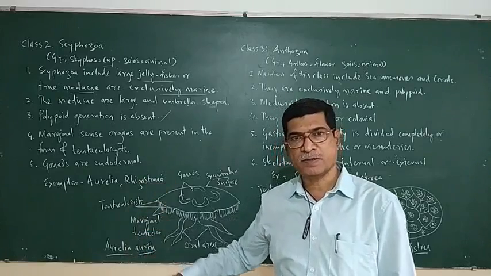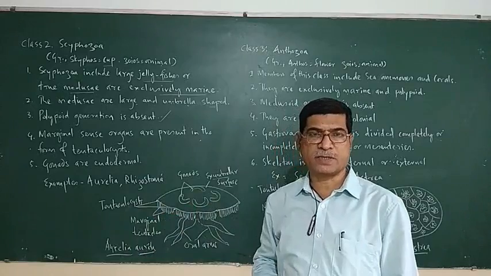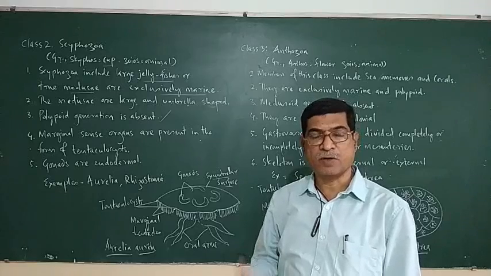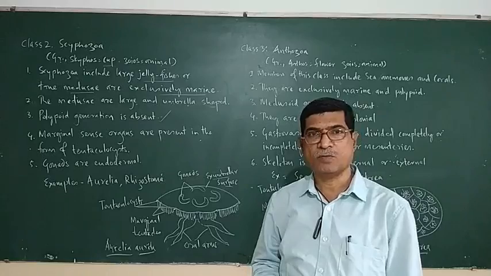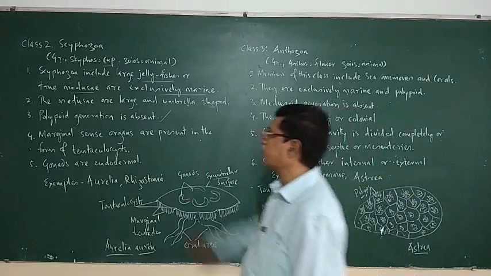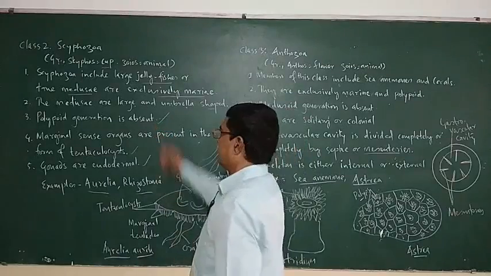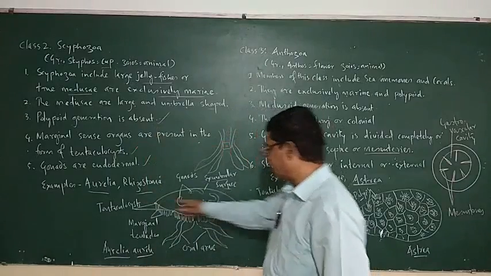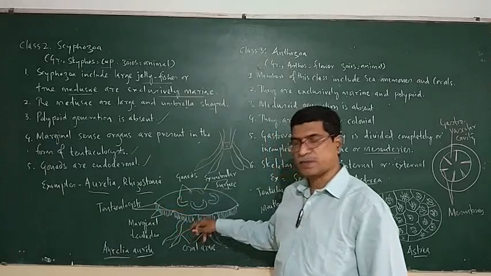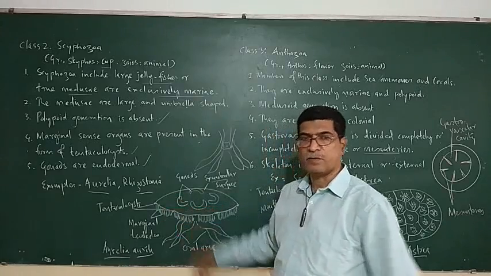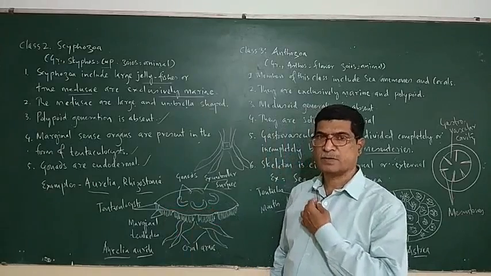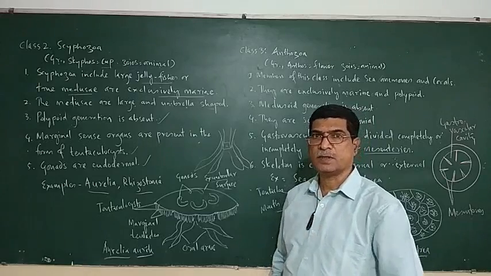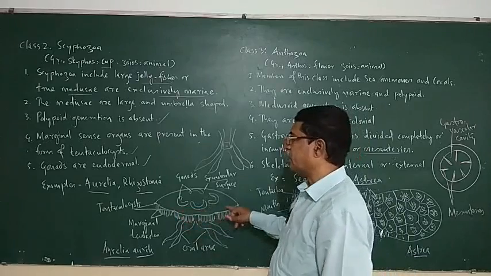In some cases, polypoid forms are present, no medusae. In some other classes, medusa is present, no polyp. So here, polypoid generation is absent. Next, marginal sense organs are present in the form of the tentacular system. With the help of these, they can sense any disturbance that occurs in the water.